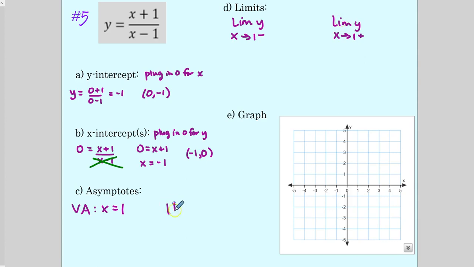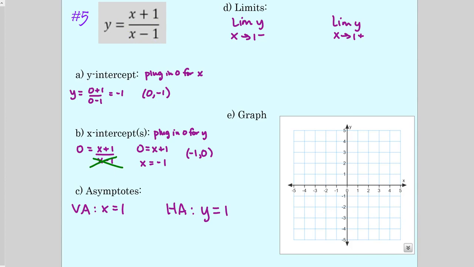Also, to find the horizontal asymptote, we want to imagine that x is getting really, really large, like 1 million, 1 billion, etc. What happens if you have (1 million plus 1) over (1 million minus 1)? That's awfully close to just a million divided by a million, and that is basically 1. So it's very close to 1. So the horizontal asymptote is y equals 1.